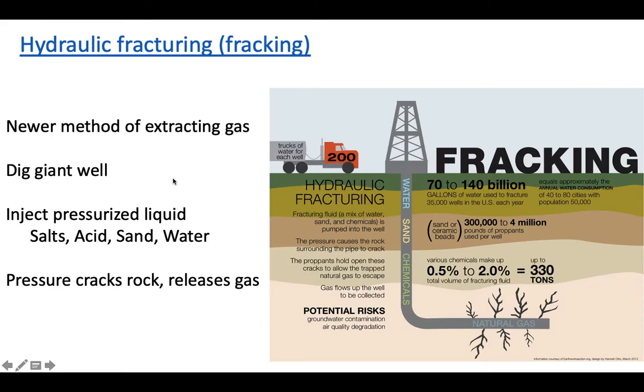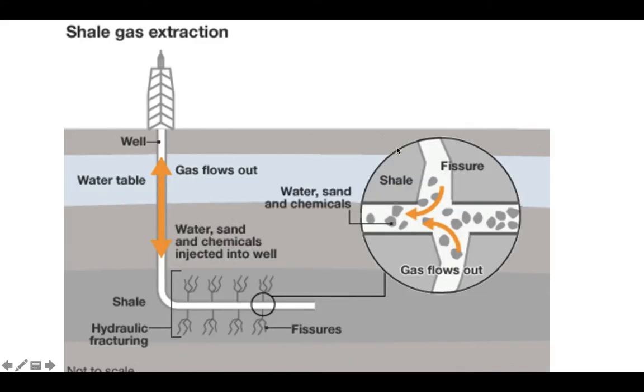It's pretty new, relatively speaking, and you dig a giant well and you inject a pressurized liquid filled with water, sand, and chemicals into this well that runs horizontal at the bottom, and it cracks the rock down at the bottom, the shale, and releases any trapped methane gas that is in the rock that can then go back up to the pipe and be harvested. Here's another diagram showing the same thing.